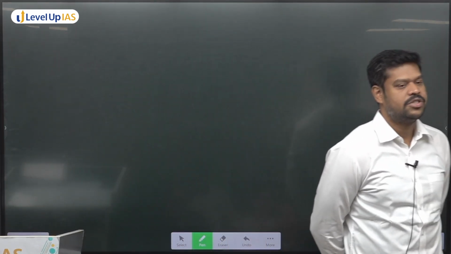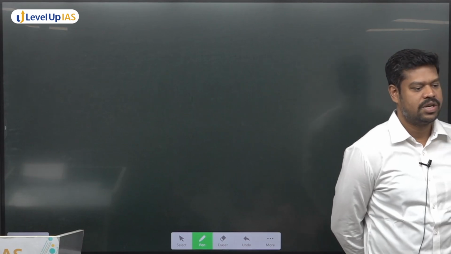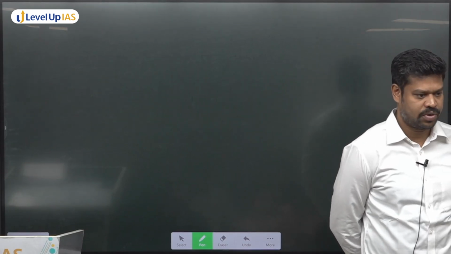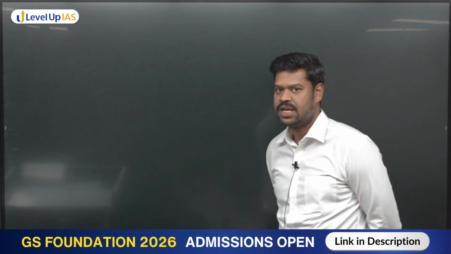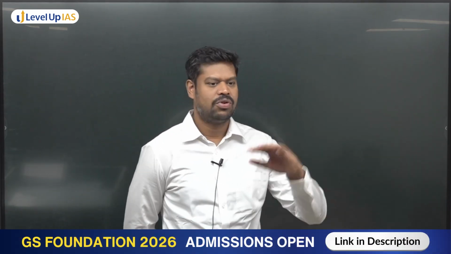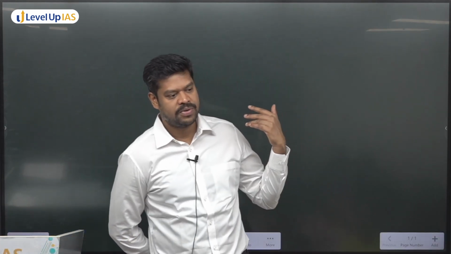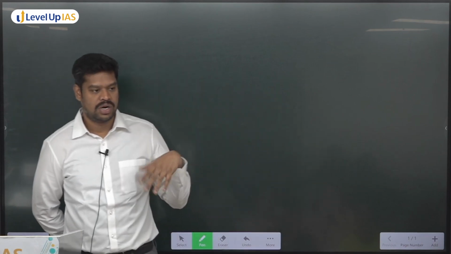If the president is issuing an ordinance, to make that ordinance permanent, the parliament has to give approval within 6 weeks after they come into session. Purposefully, I did not tell all those things because we'll deal with them later. My idea is to make you understand what an ordinance is, not to teach everything about it. Ordinance is a very big topic. We can discuss it for 1 hour.